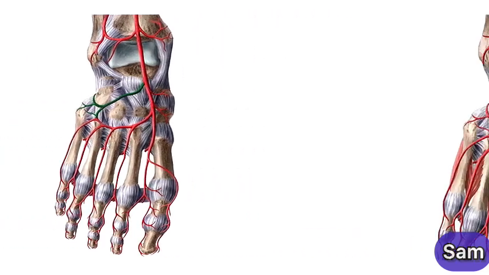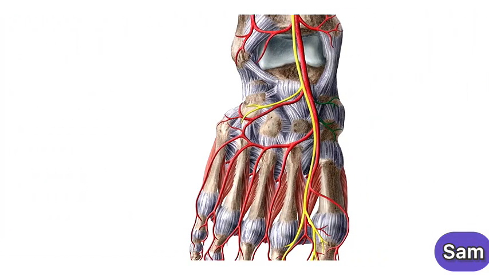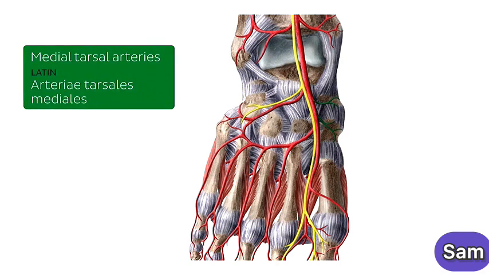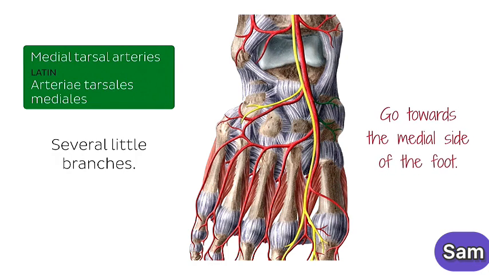The next one that we have also seen already, these are known as the medial tarsal arteries, which are made of several little branches that come from the dorsal artery of the foot and go towards the medial side of your foot. The medial tarsal arteries then supply the inner side of your foot.